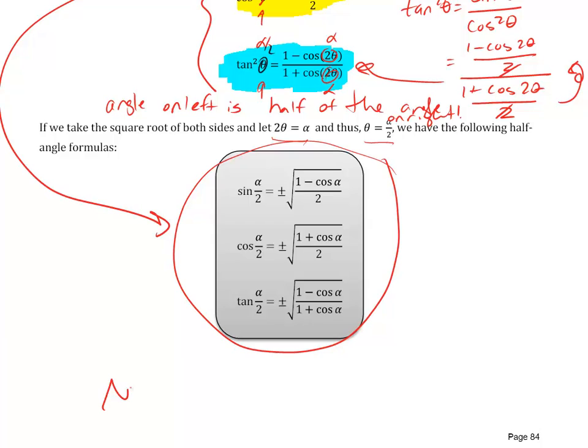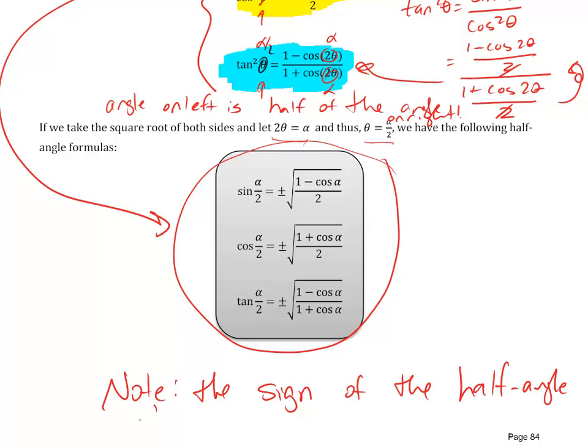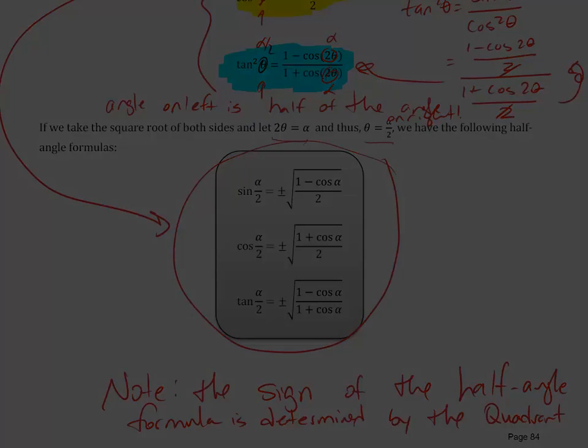One additional note here, the sign, S-I-G-N, of the half angle formula is determined by the quadrant the angle is in. Right? So when you do a plus or minus, you have to figure out whether that sign is going to be positive or negative, and you look at that based on what quadrant your half angle is in. And we'll see that in a couple of examples.